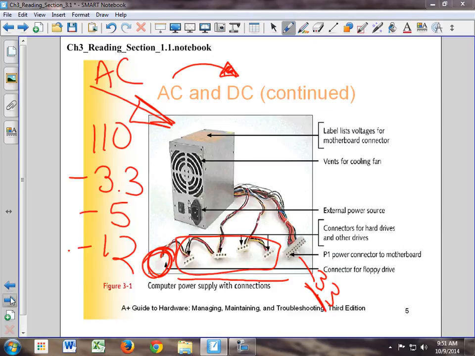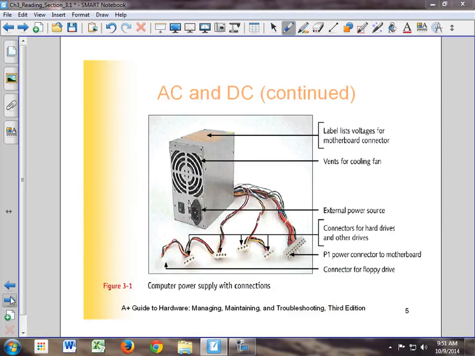So when we're looking at a power supply, this one is 3.3 volts. You will need to know this. This will be on the test, guaranteed.